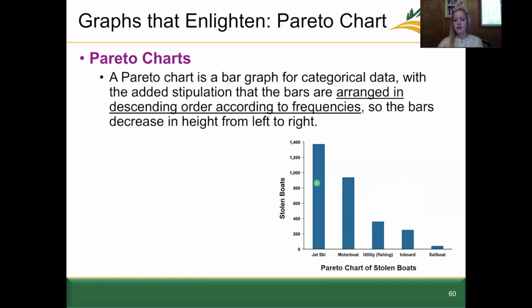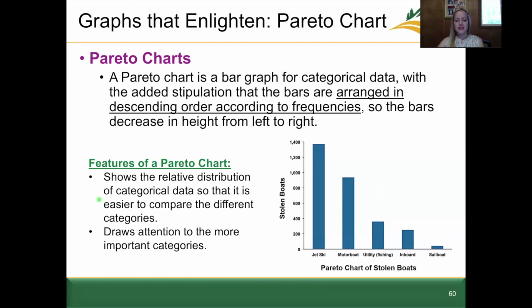So you start out with the category with the highest frequency, and you end up with the category that has the lowest frequency. Some features of Pareto charts: a Pareto chart shows the relative distribution of categorical data so that it is easier to compare the different categories. In comparing Pareto charts to bar charts, Pareto charts really accentuate the differences in frequencies between the categories. So these charts can draw more attention to, quote, the important categories, whether the most important category is the one with the highest frequency, or perhaps the most important is to know which has the lowest frequency.